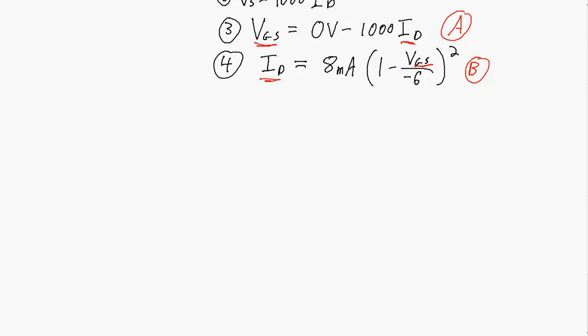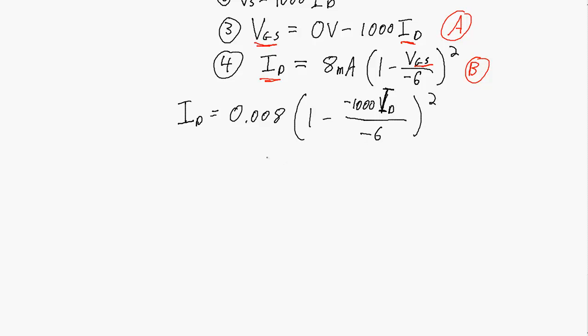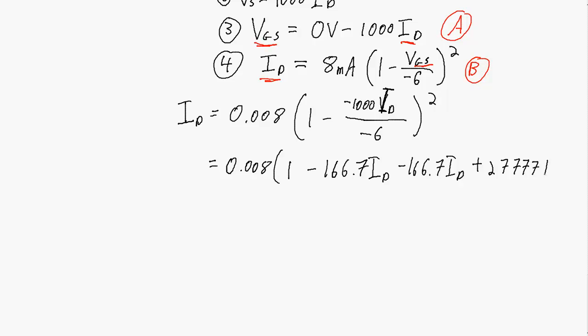So what we do, we've got VGS is equal to basically minus 1000 ID. So we'll plug that number, which is VGS, into here, and then we just solve for ID. So we get ID is equal to 0.008 times 1 minus negative 1000 ID over negative 6, all squared. And we multiply this all out, we get 0.008 times 1 minus 166.7 ID minus 166.7 ID plus 27,777 ID squared.